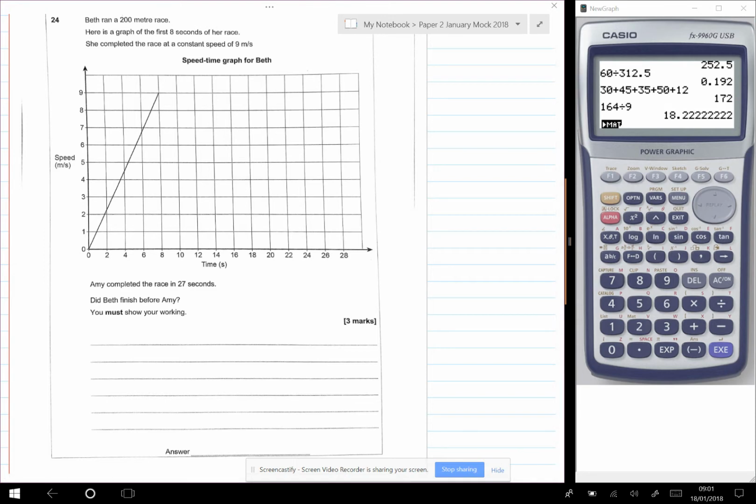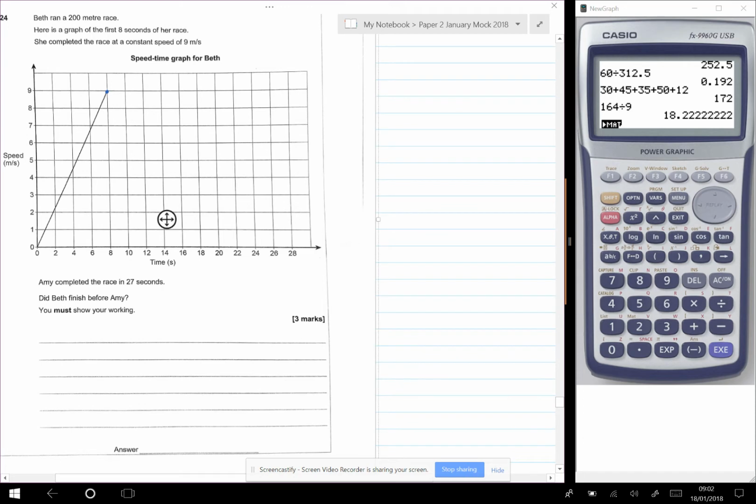Now, question 24, it says Beth ran a 200-meter race. So Beth's running 200 meters. Here is a graph of the first 8 seconds of her race. So this represents 8 seconds, and you can see that from this point here on the graph. This is obviously 8 seconds here. She completed the race at a constant speed of 9 meters per second. So after this point, she's running 9 meters per second.